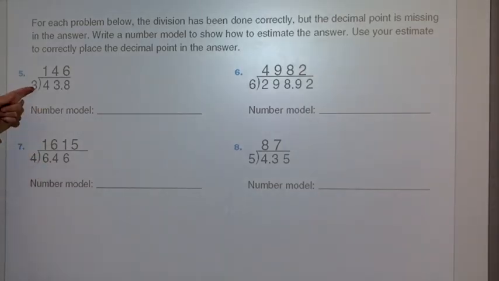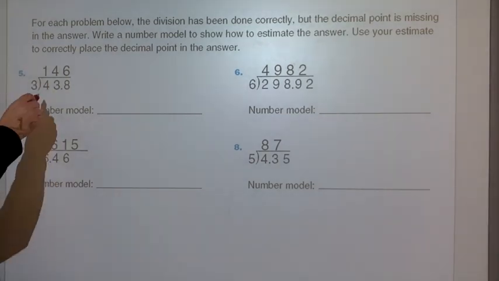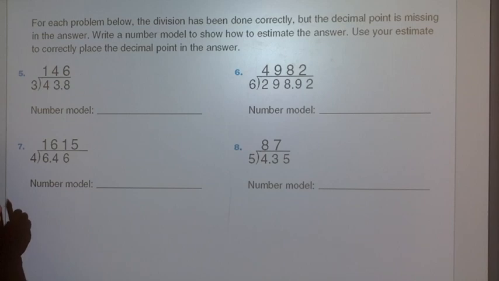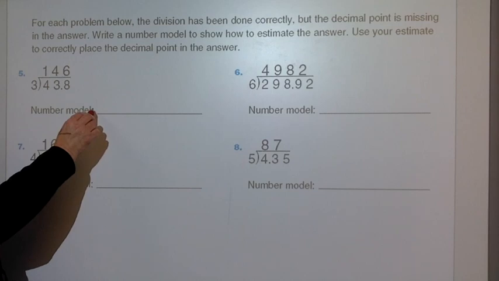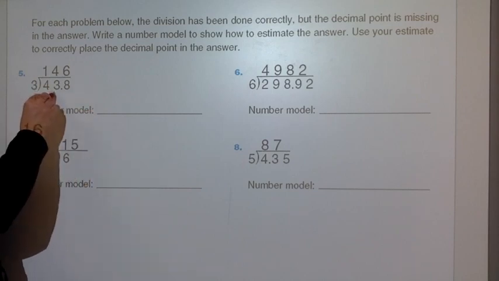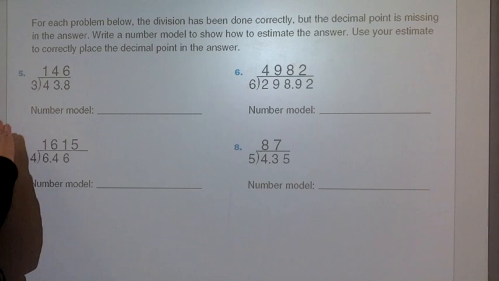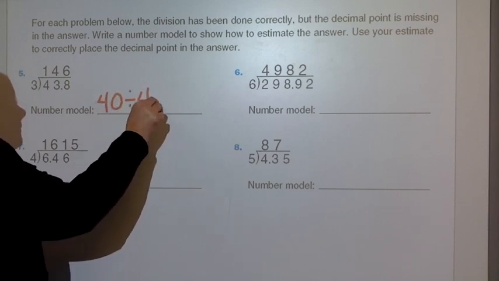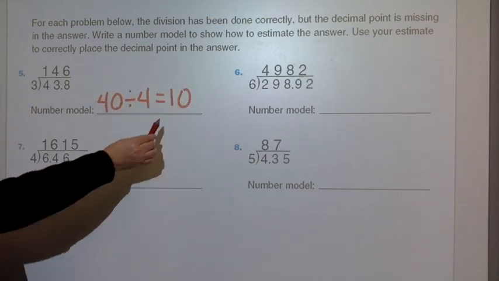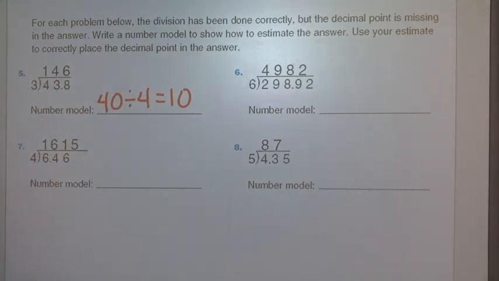And the answer. So let's look at the first one. 43.8 divided by 3. This is your actual correct answer without the decimal. So all we have to do is figure out where the decimal goes. Let's round this so that we know it's something really easy to divide. Let's round this to 40. And 3 is not easy to divide into 40. So let's change that to a 4, because I know that 40 divided by 4 is 10. My quotient should be really close to 10.